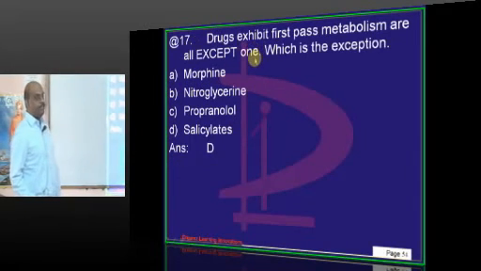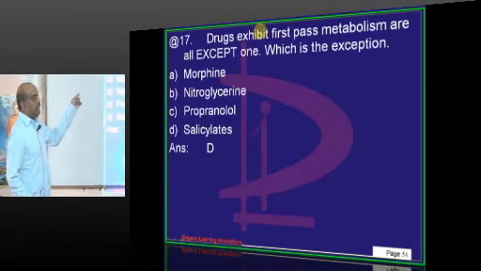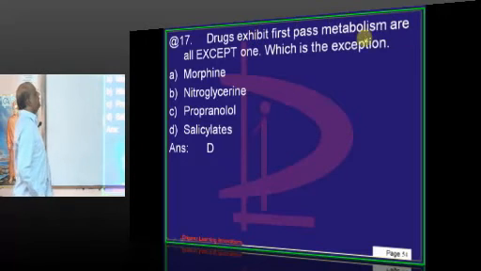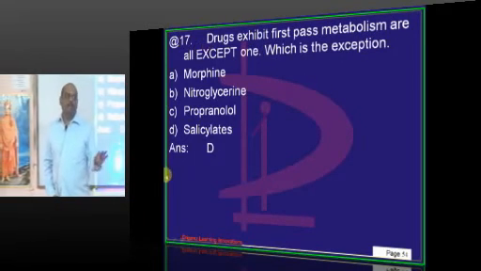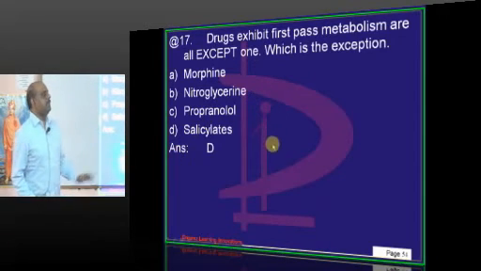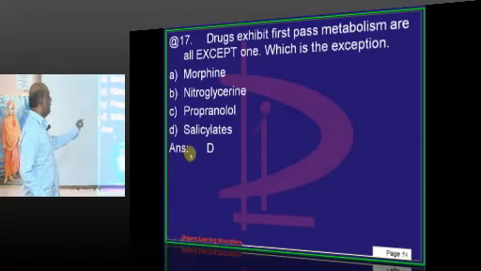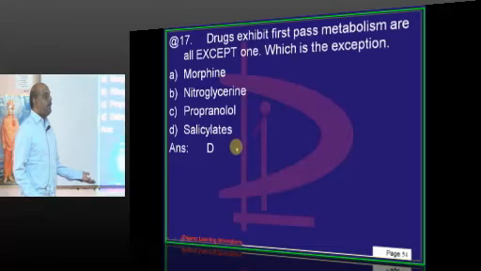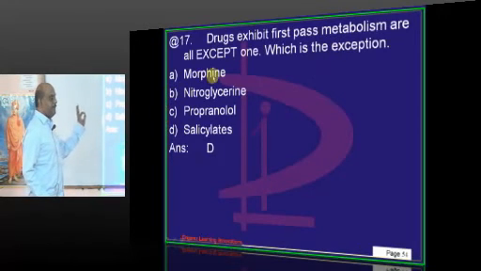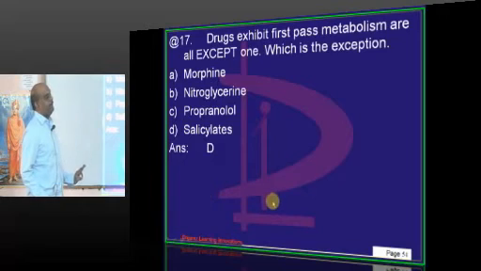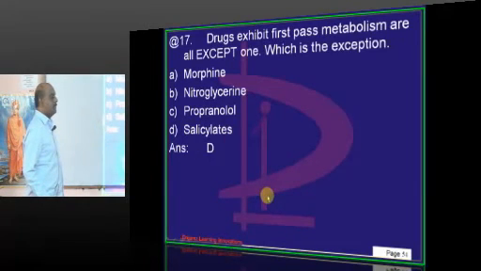Now doctor, the drugs exhibit first pass metabolism. What is the exception? This is one of the previous AIIMS MDS entrance questions. Already we said zero order kinetics means only 3 drugs you will remember. What are they? Morphine, nitroglycerin, propranolol. These are the 3 important drugs to be remembered for first pass metabolism. Salicylates doesn't come under it.